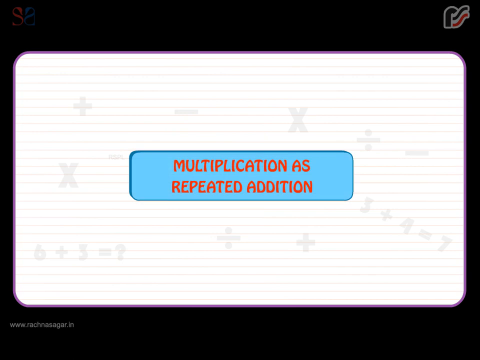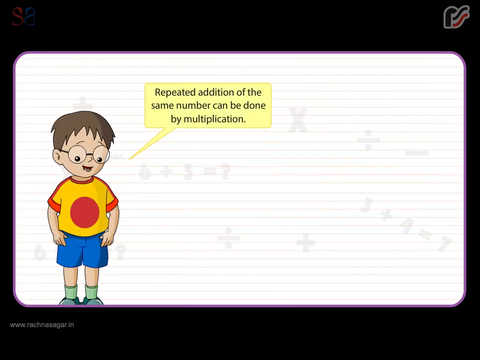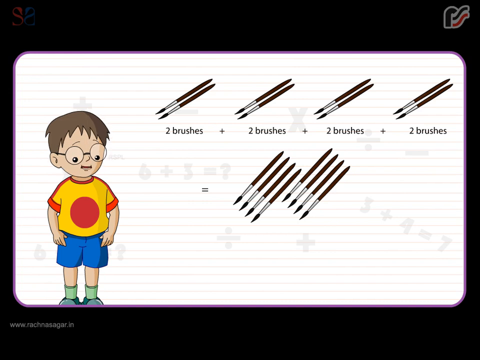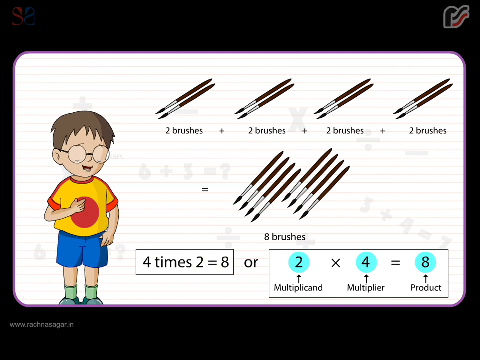Multiplication as repeated addition. Repeated addition of the same number can be done by multiplication. For example, 2 brushes plus 2 brushes plus 2 brushes plus 2 brushes is equal to 8 brushes. It can be written as 4 times 2 is equal to 8 or 4 into 2 is equal to 8.